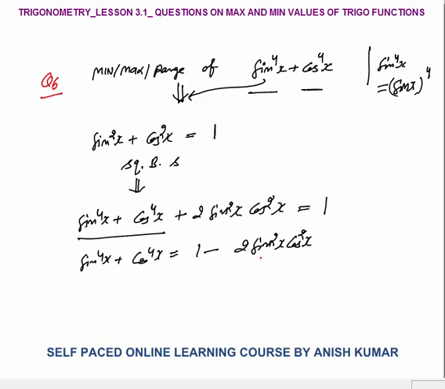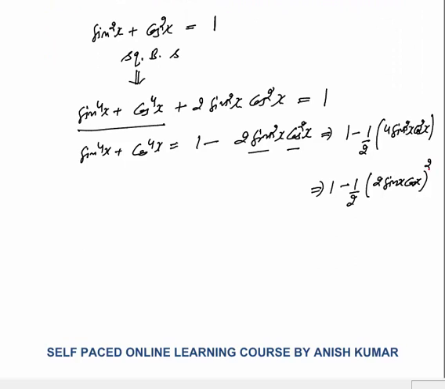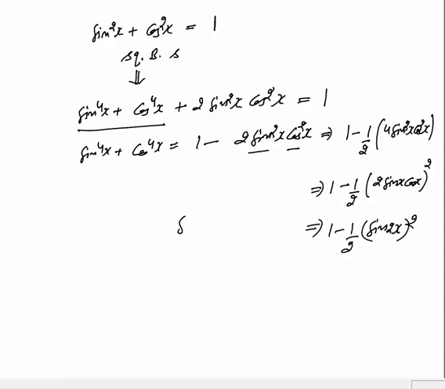Again we are getting two trigo ratios, sine and cos. I will convert this into 1 minus 1 by 2, multiplying and dividing by 2, 4 sine square x cos square x. Solving further, I get 1 minus 1 by 2 times (2 sine x cos x) whole square. Now we know that 2 sine x cos x equals sine 2x, so I get 1 minus 1 by 2 sine 2x whole square. So this is equal to sine power 4x plus cos power 4x. This is the overall expression.